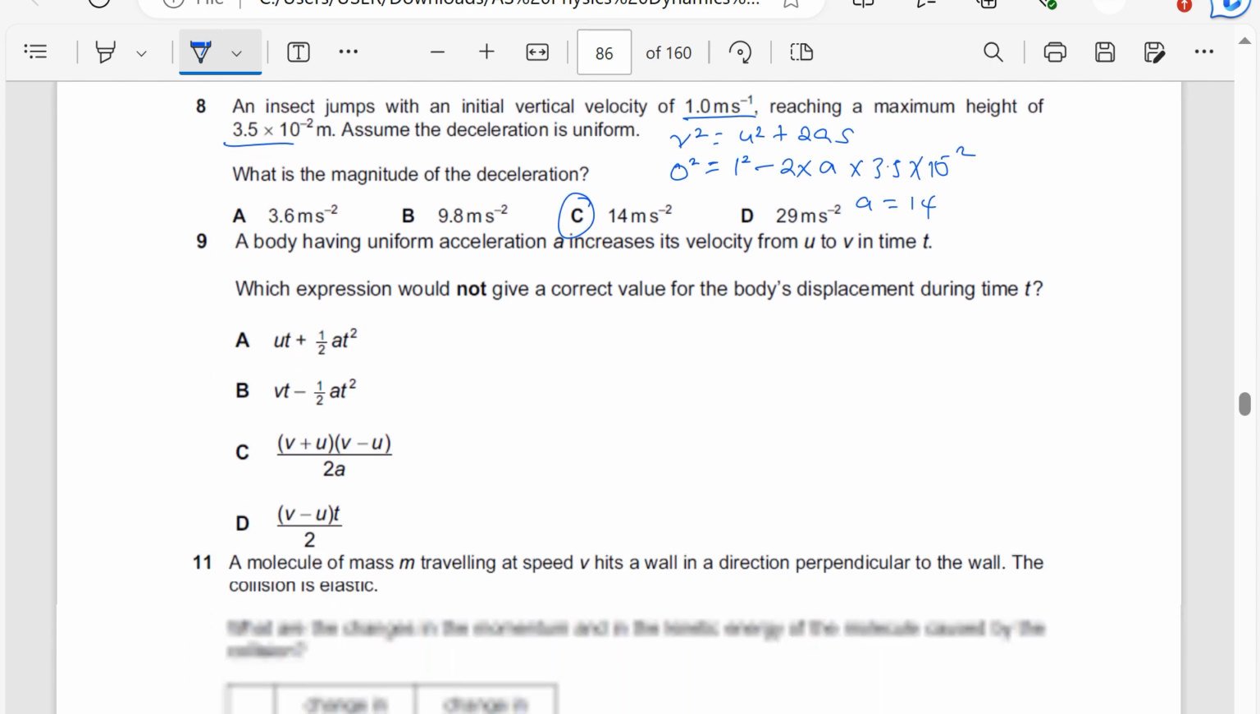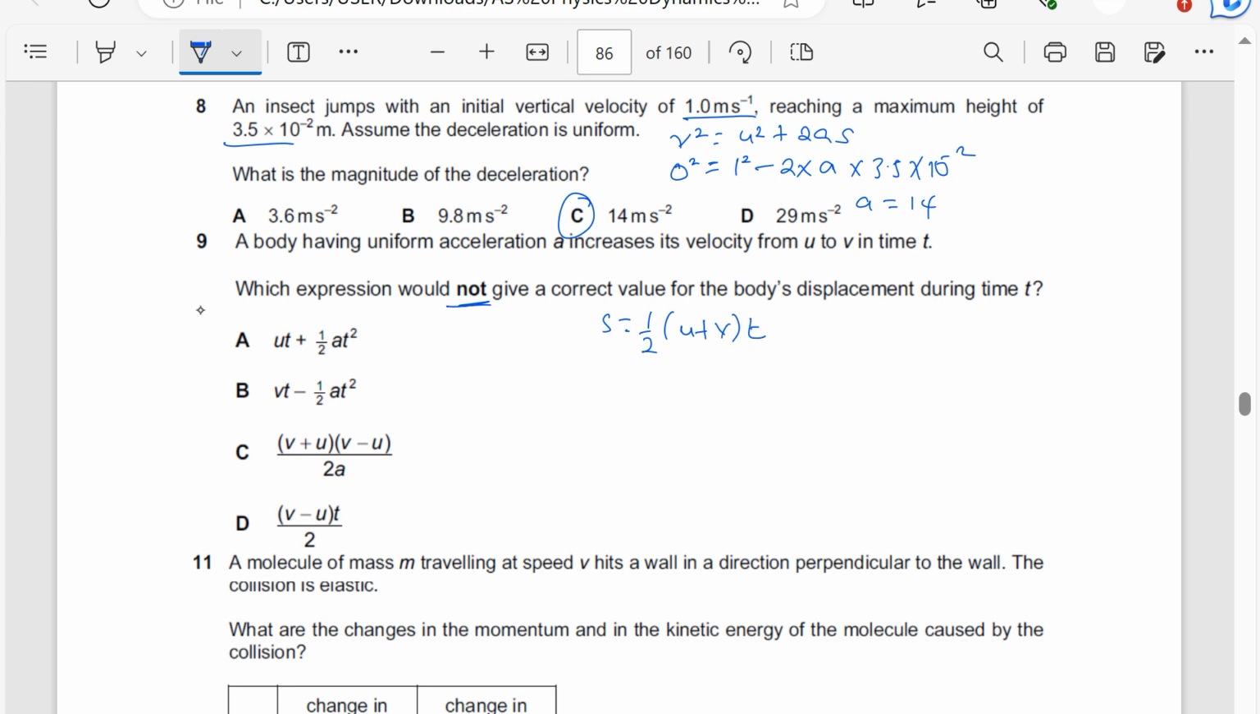A body having uniform acceleration a increases its velocity from u to v in a time t. Which expression would not give a correct value for the body's displacement during time t? If it is uniform acceleration, then the equations of motion can apply. For example, we know the equations of motion, such as s equals a half into u plus v times t. That equation is a general equation from which we can derive the others.